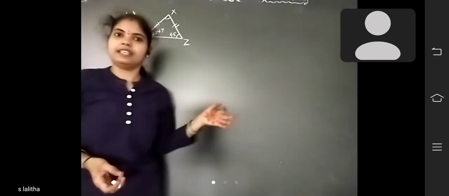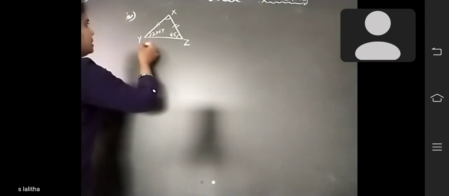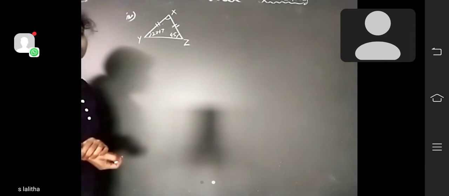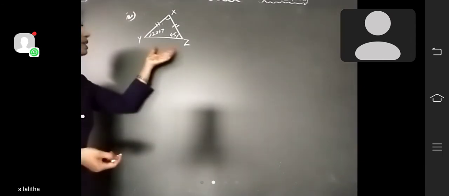Okay, the third picture you can do as homework, the same as the second sum. Now the fourth sum, see. Here a triangle is given. In this triangle, these two sides are equal. What is the symbol here? These two sides are equal. And here these two angles are given. You have to find this angle and also x. How to find?